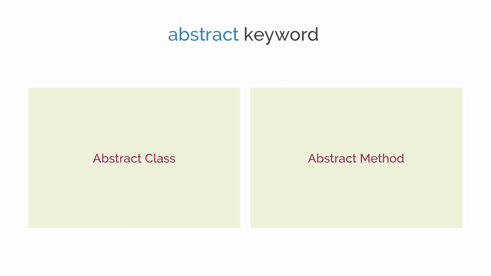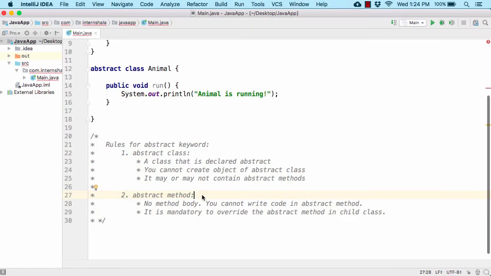Now let us take our discussion one step ahead. Let us now proceed and check out what we mean by the abstract method in Java. Now a method in Java is known as abstract if we are using the abstract keyword, of course. Now how do we declare a method as abstract?